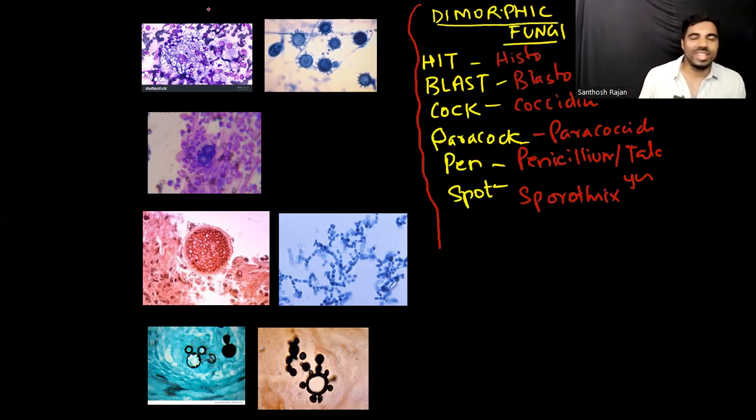Okay, now let's start. Now, let's start with the individuals. We'll talk only about the pictures of the individuals so that later on the further questions will be very, very easy. Okay. So now look at this. In the picture, one is the yeast form, the other one is the mold form. That's what I told you. Usually dimorphic means they have two forms, the yeast form and the mold form. So now look at this.